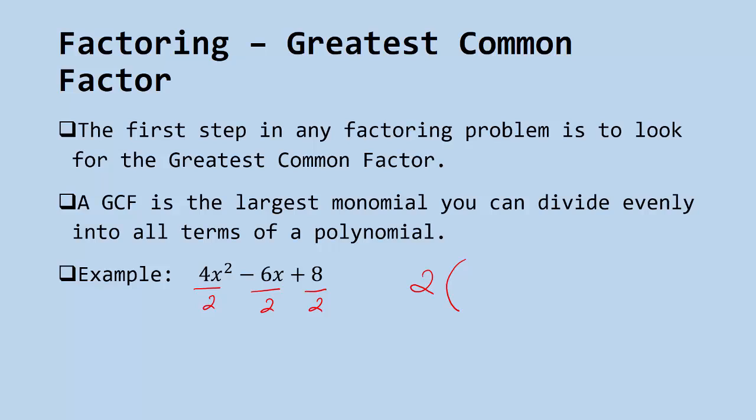So let's take the first term, 4x squared divided by 2. Well, 4 divided by 2 is 2, so I have 2x squared. Minus 6 divided by 2, which is 3, and I still have my x. And then 8 divided by 2 gives me 4. So at this point, what I have is 2 times 2x squared minus 3x plus 4. And by multiplying that through, I should get my original answer back. Again, that's how I can easily, quickly check my work.